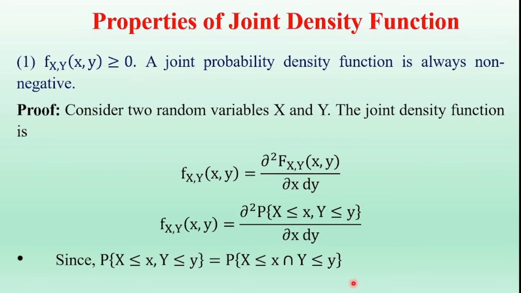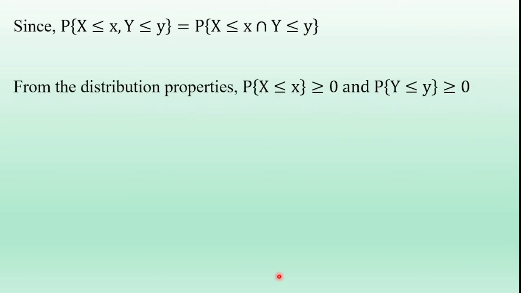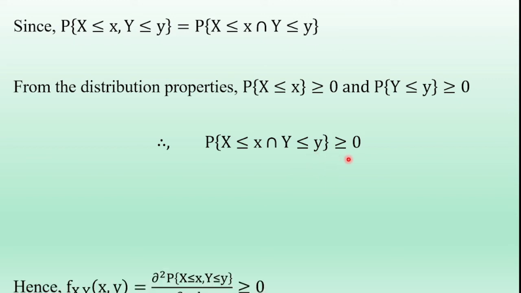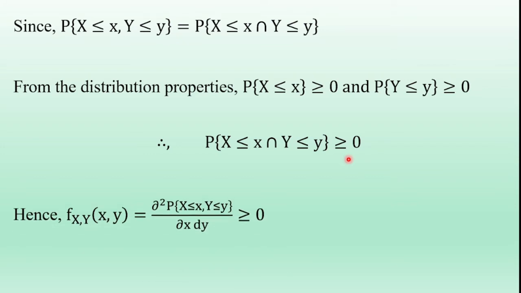Since the probability of X less than or equal to x, Y less than or equal to y is also written as the probability of X less than or equal to x intersection Y less than or equal to y, from the distribution property, the probability of X less than or equal to x is greater than or equal to 0, and the probability of Y less than or equal to y is greater than or equal to 0. Therefore, the probability of X less than or equal to x intersection Y less than or equal to y is always greater than or equal to 0. So the density function of the random variables X and Y is also greater than or equal to 0.